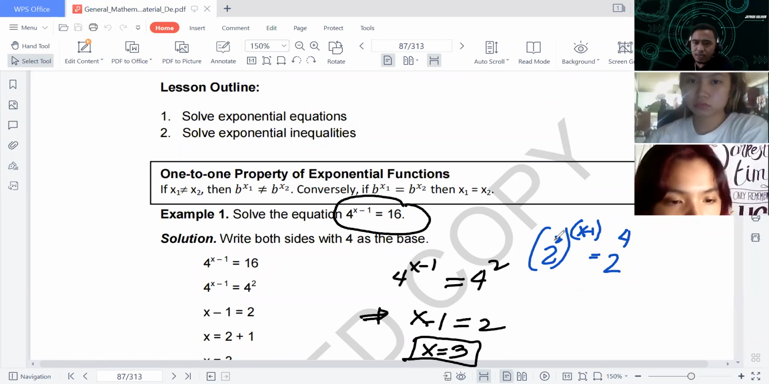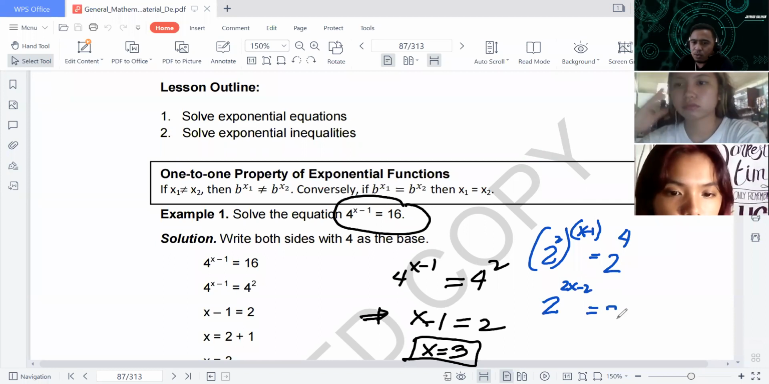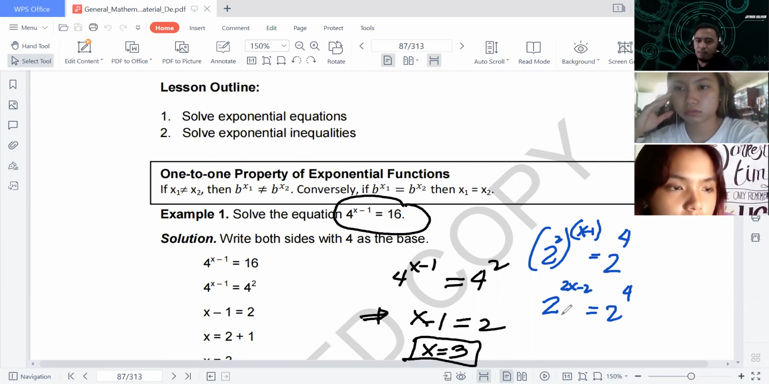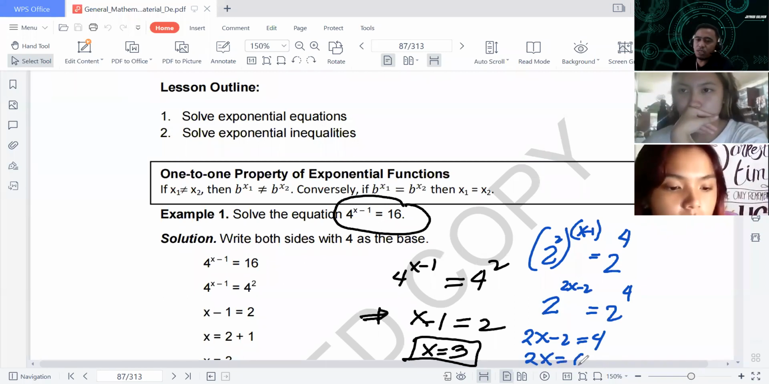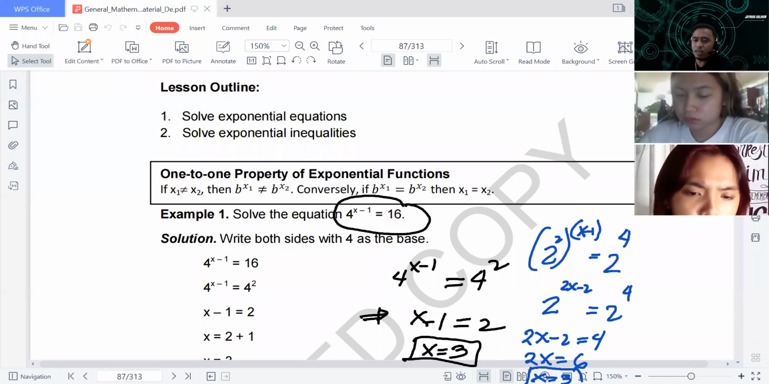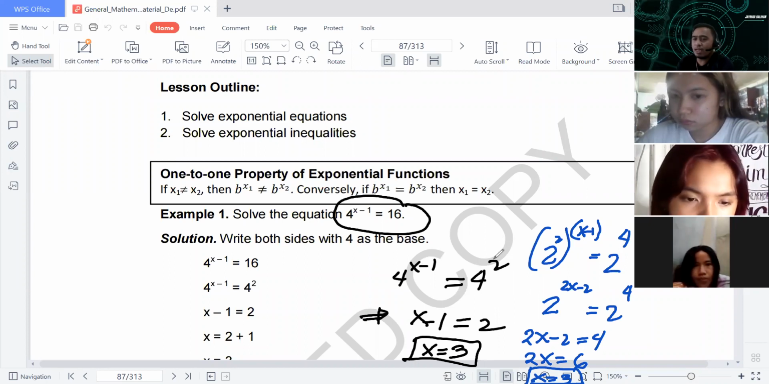After that, you can distribute the 2 in each term here. It can be written as 2 to the power of 2x minus 2 equal to 2 raised to the power of 4. Since their bases are the same, it can be written as 2x minus 2 equal to 4. You may transfer 2 to the other side. It will be 2x equal to 6. You can divide both sides by 2, so your x is equal to 3. If you look here, this answer is just the same as this. So it means, as long as the bases are the same, you can equate the exponents directly.